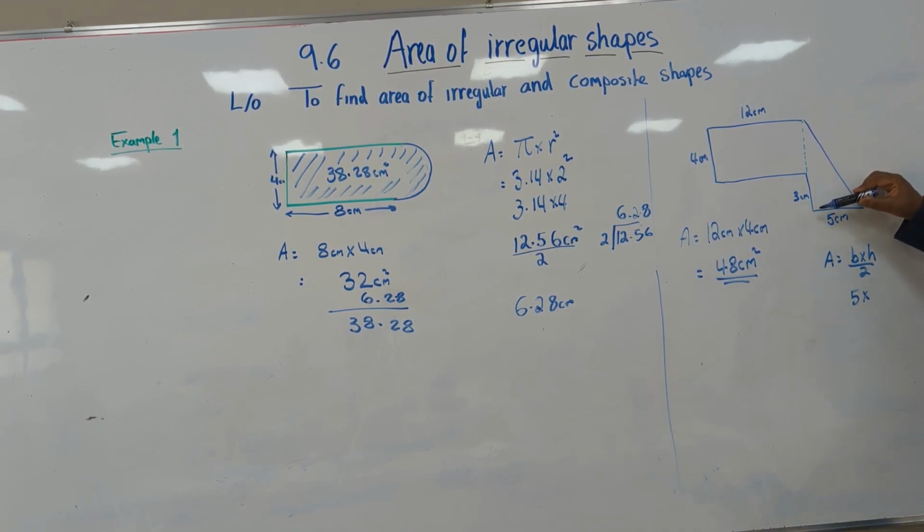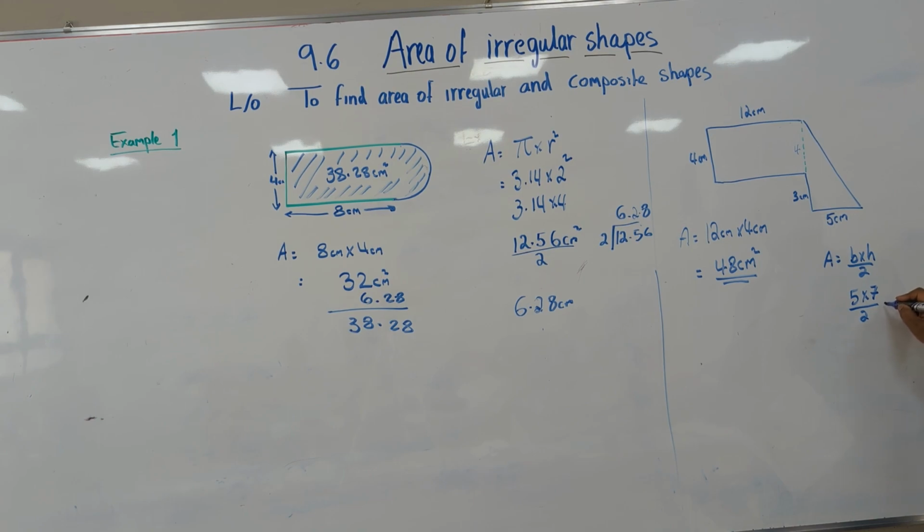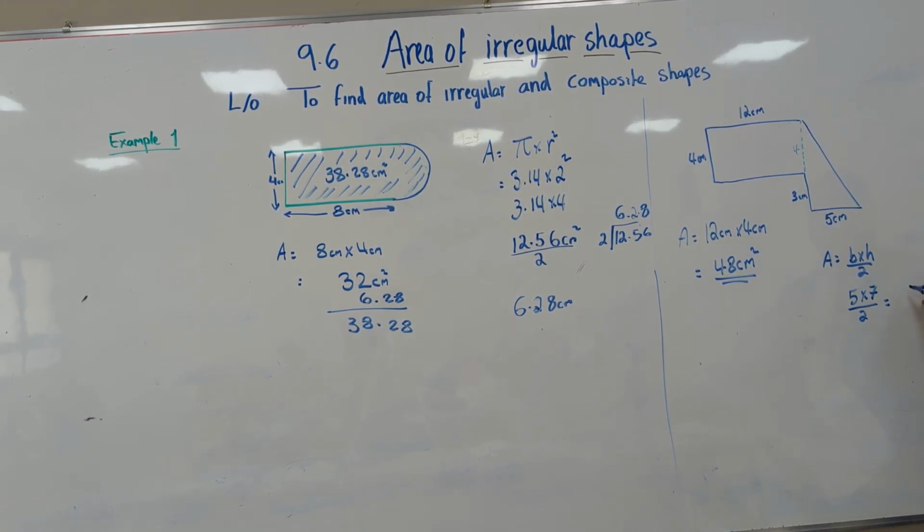No. The height is from here to here. How long is that line? You add the 3 and the 4. Exactly. There's 4, so that's 4 here, and this is 3. So what is 4 plus 3? 7. So here we have 7. So we have to divide by 2. So what is 7 times 5? That would be 35.